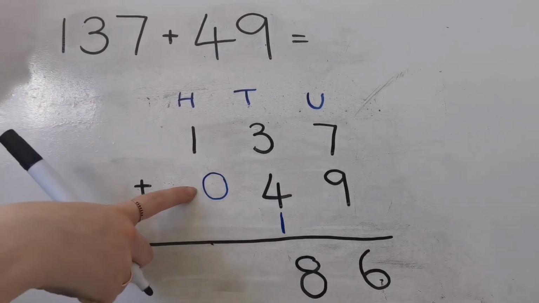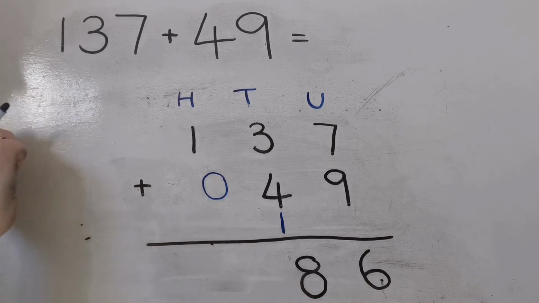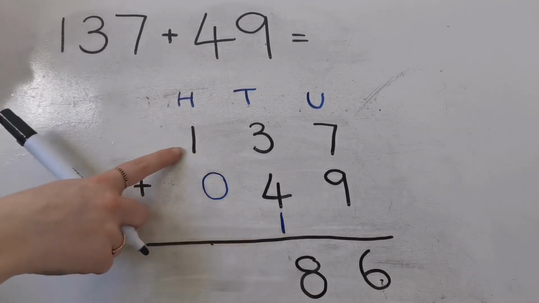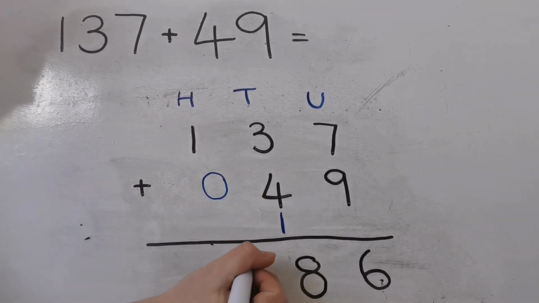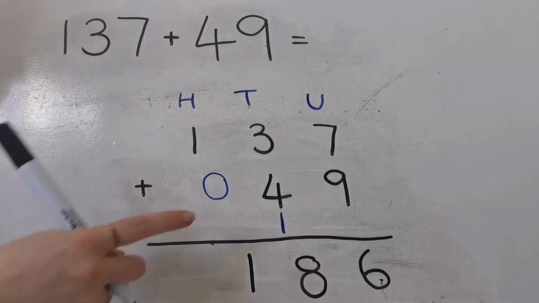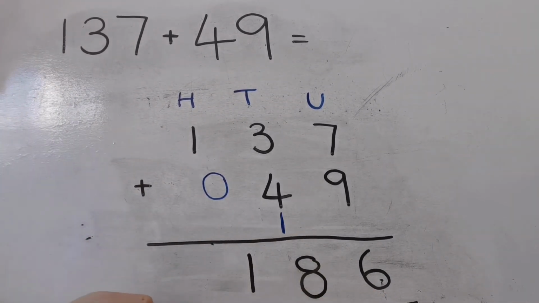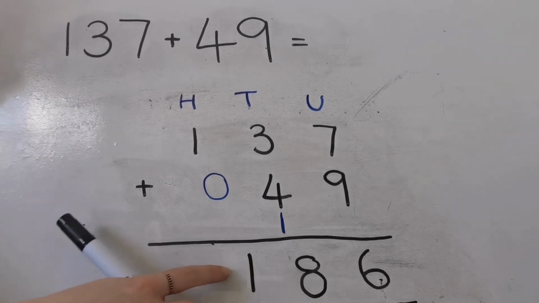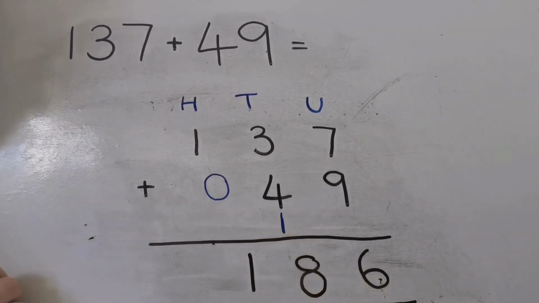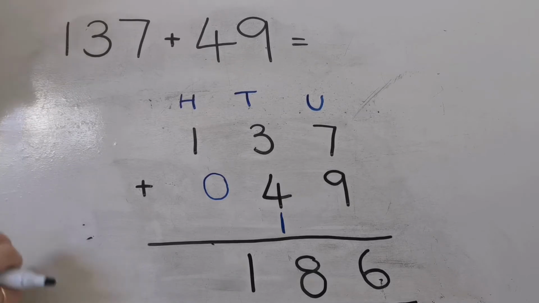So we can do 1 plus 0 because 49 doesn't have any hundreds. 1 plus 0 would still just be 1. So we should have got the final answer of 137 plus 49 is 186. Well done if you got that correct.